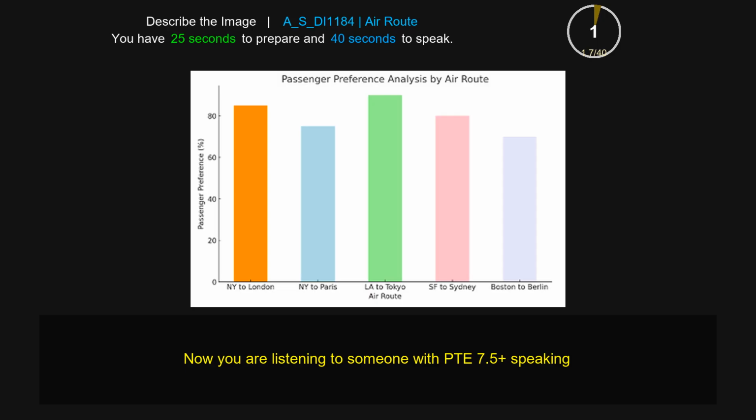The bar graph shows the information about the passenger preference analysis by air route. On the left side of the graph, it shows the passenger preference by percent from 0 to 80, and it is divided by five places, which is New York to London, New York to Paris, LA to Tokyo, SF to Sydney, and Boston to Berlin. The one who got the highest number is the LA to Tokyo air route, which is sitting around 90 and close to 100, followed by the NY to London. Overall, this graph is very informative about the passenger preference air route.